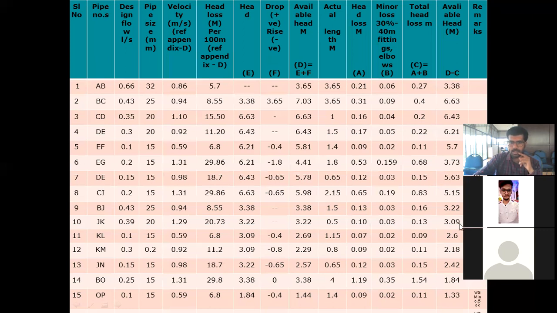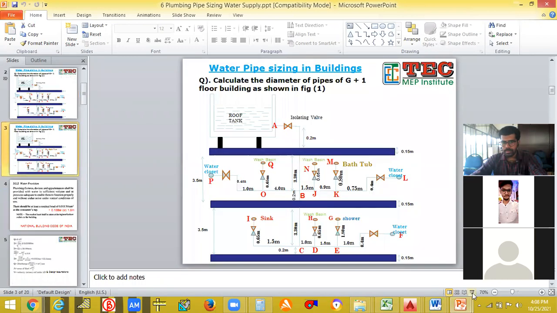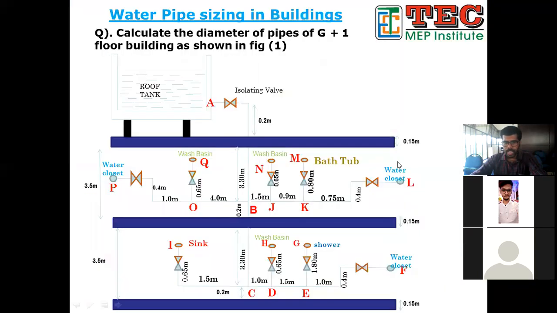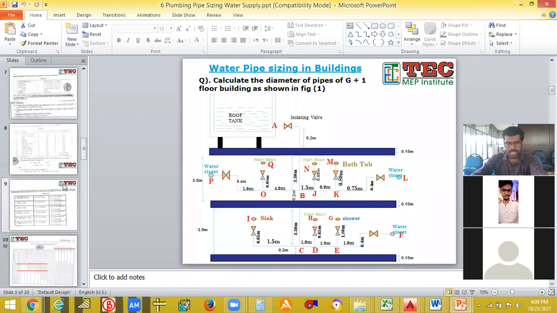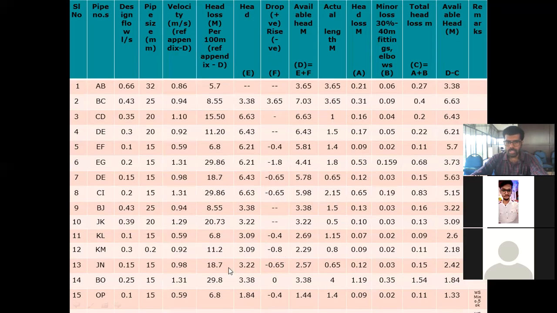Understood? How is this 3.09 again coming here? It should be 2.6, right? No. It's 3.09. Why? Because KL and KM have a same common point. Where are KL and KM? KL and KM have the same point K. So with respect to that is the head. Understood? So you have to write that as the head there. 3.09 is the head there. So here also 3.09.